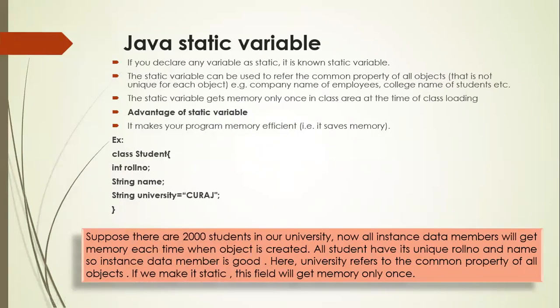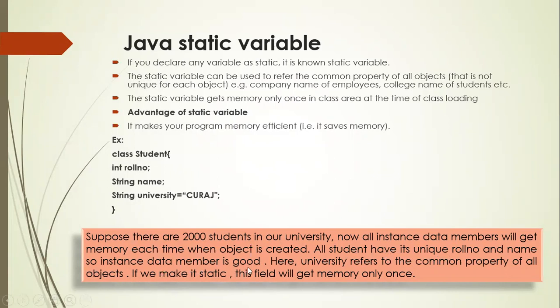How is it going to save our memory? Suppose here I have not used the static keyword. For better explanation, here is a class called Student with int roll number, string name, and string university. Suppose there are 2000 students in our university. All the instance data members will get memory each time an object is created. Suppose S1 is created. How much memory is required? 4 bytes, and again a specific number of bytes for the string. All the students have a unique roll number and name.